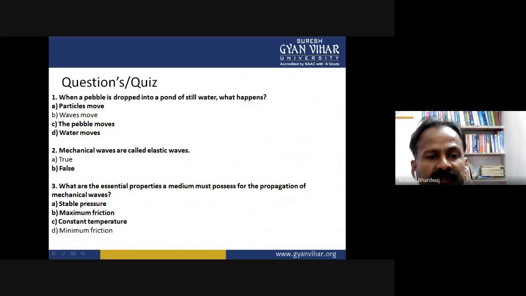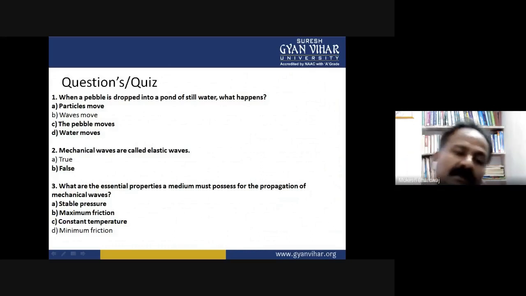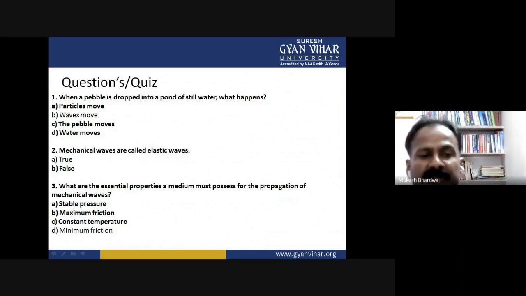Which of the essential properties must a medium possess for the propagation of mechanical waves? Stable pressure, maximum friction, constant temperature, or minimum friction? Obviously, minimum friction is needed for smooth propagation of mechanical waves.